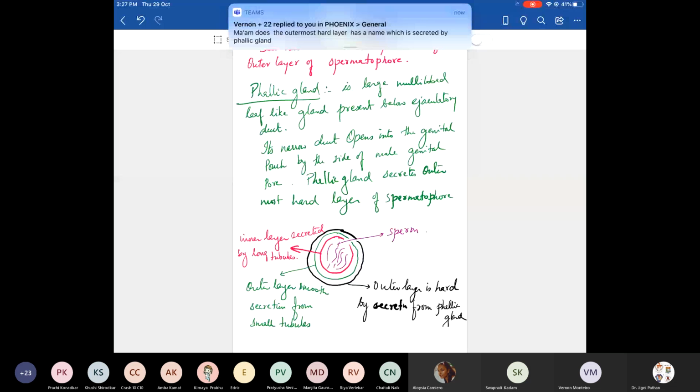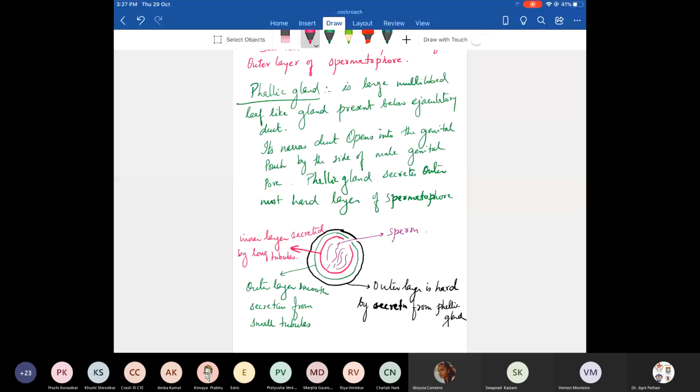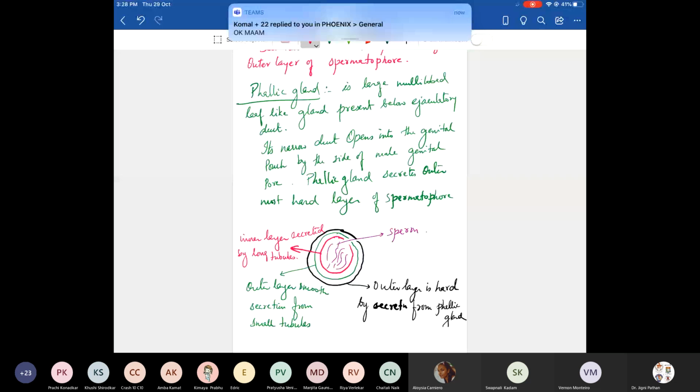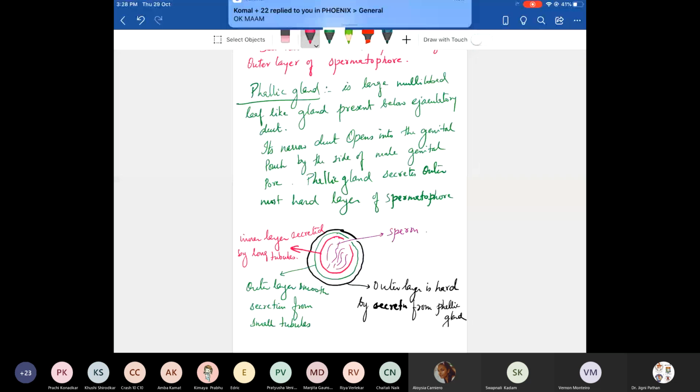Yes, it is secreted. The outermost hard layer is secreted by the phallic gland. Ma'am, why is the phallic duct a separate long duct? Because it doesn't meet the ejaculatory duct. The phallic gland is in the backside, so it doesn't meet the ejaculatory duct. But the seminal vesicle secretion, mushroom gland secretion, everything comes to the ejaculatory duct. The phallic gland secretion doesn't meet the ejaculatory duct. That's the reason it has a separate duct. And once you get the spermatophore with inner and outer coating, the final coating is by phallic gland secretion.